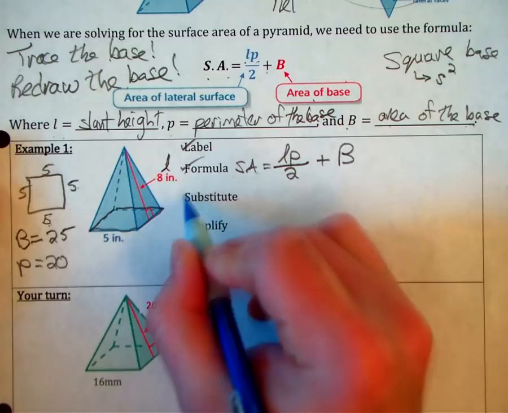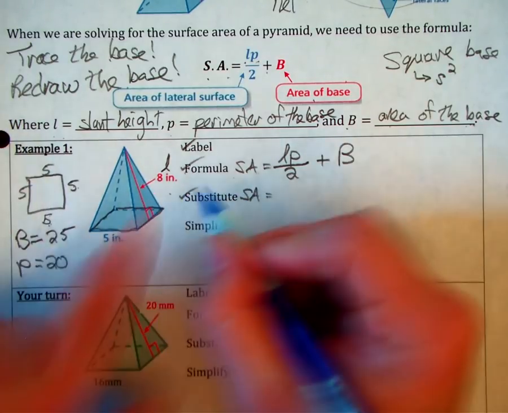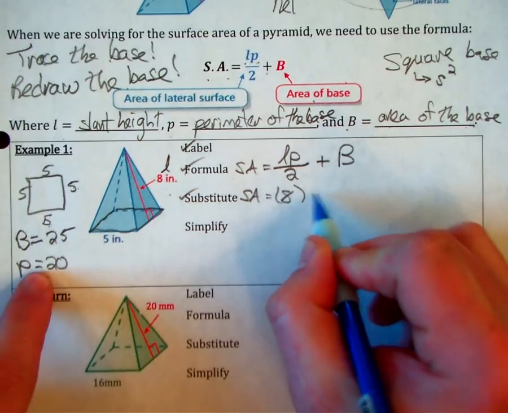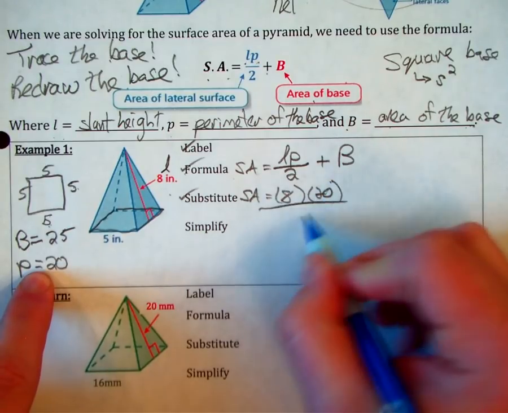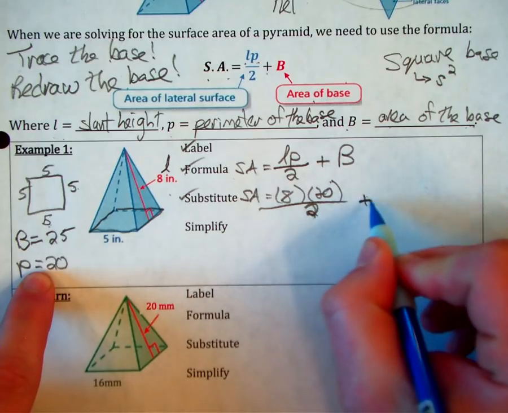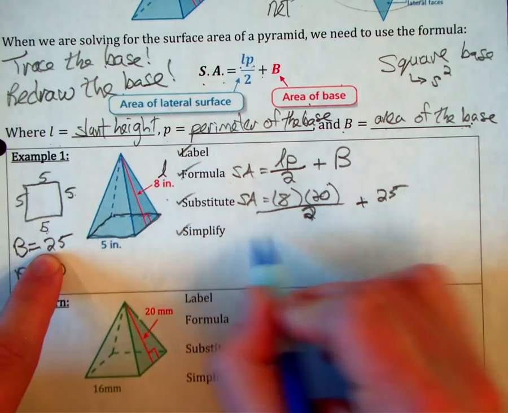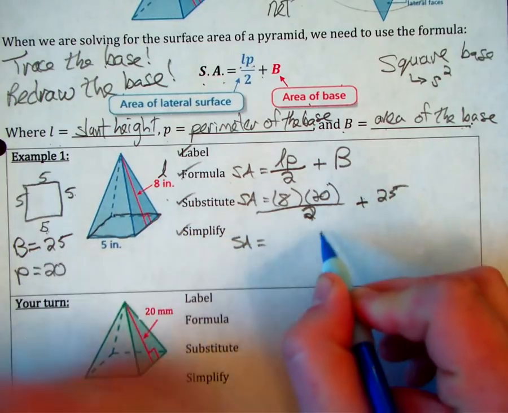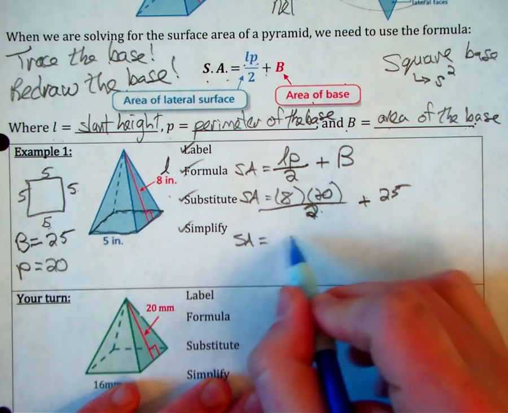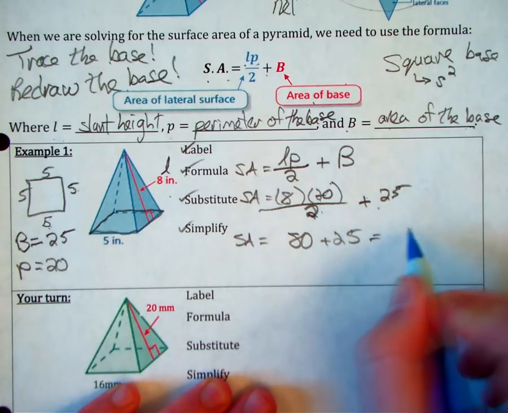So we did the formula. Now let's substitute. So we have surface area. And let's have our slant height, which is 8. We have our perimeter, which is 20. We have our bottom denominator, 2. And we're going to add that to our area of the base, which is 25. And lastly, we're going to just simplify. So we have surface area. Let's do 8 times 20 divided by 2. That's just going to be 80. Plus 25 is going to be 105.